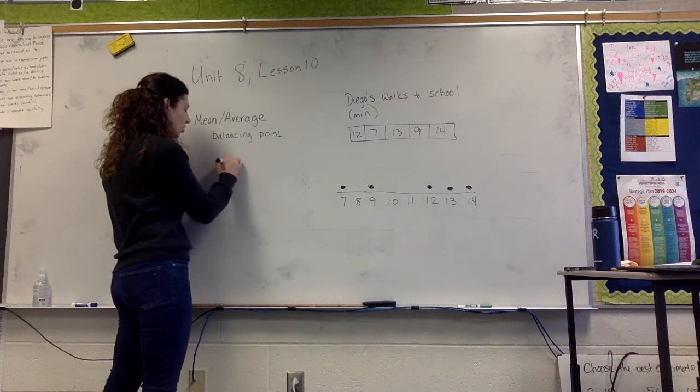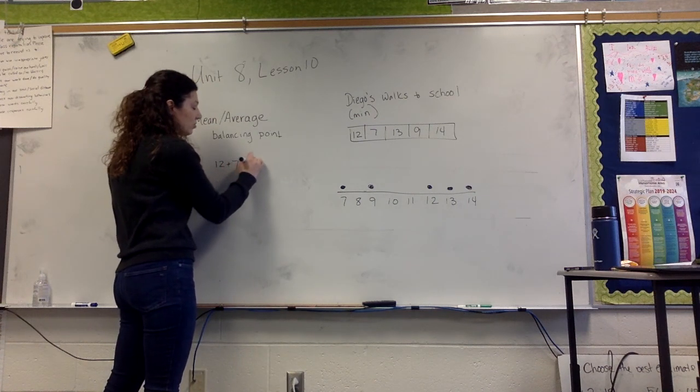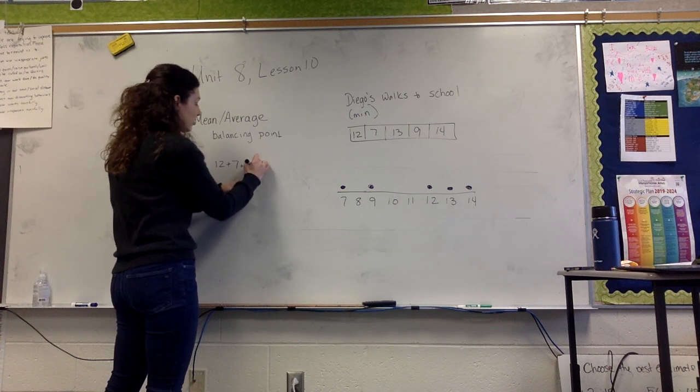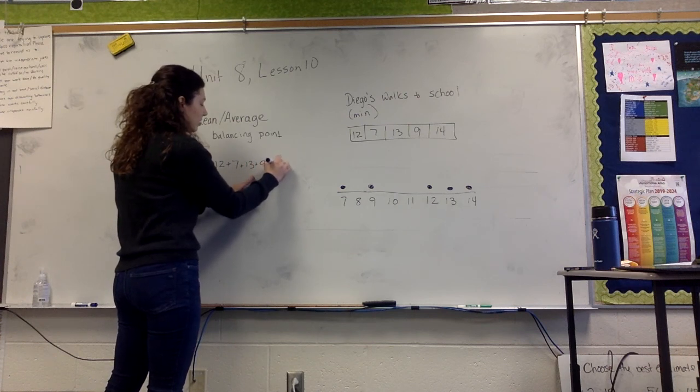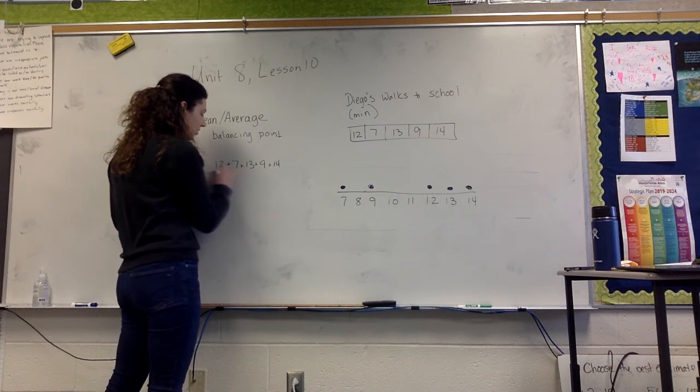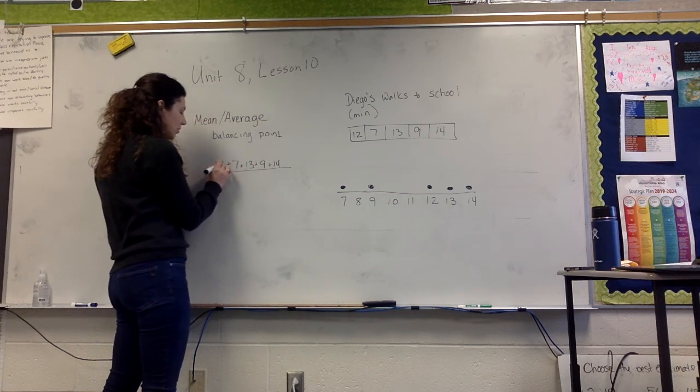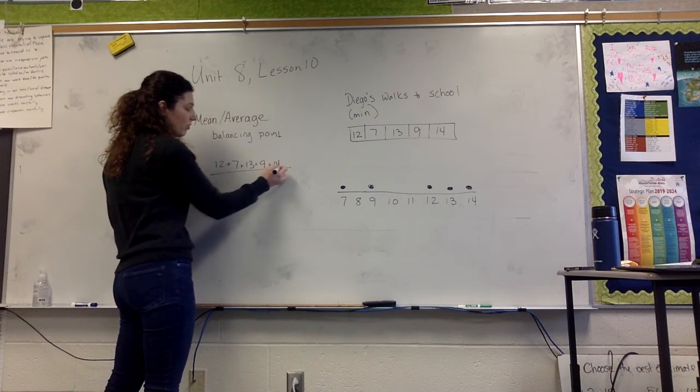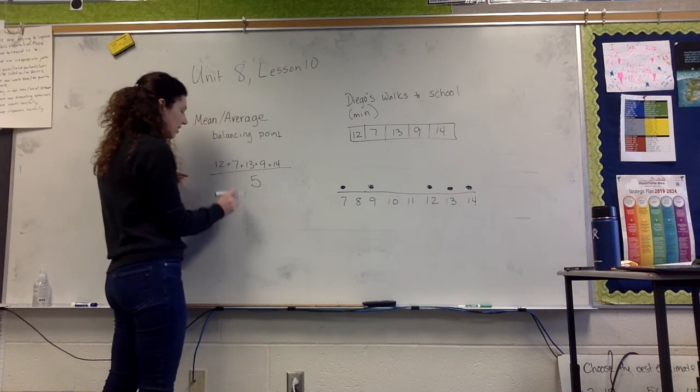So I do that by taking all of my values, which in this case is 12, 7, 13, 9, and 14. I add them all together and then I divide by the number of data points. So that means 1, 2, 3, 4, 5. There's 5 data points that I divide by.